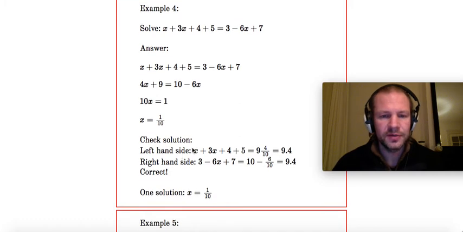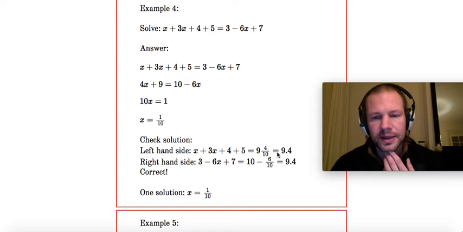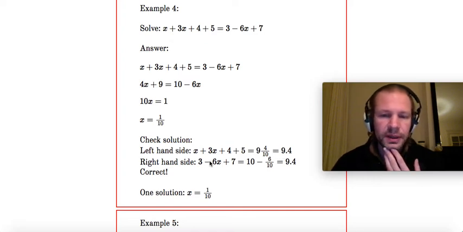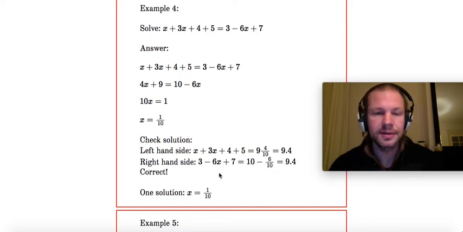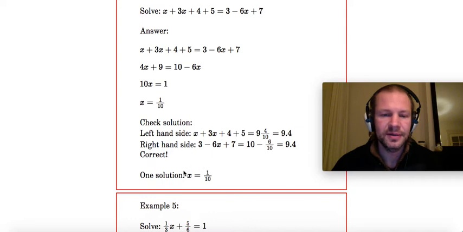We can just fill it in the left side and in the right side and check if the answer is exactly the same. So 1/10 plus 3/10 plus 4 plus 5 is 9, 4/10 is 9.4. The right hand side, 10 minus 6/10 is also 9.4. So this is correct. The answer is x is 1/10.